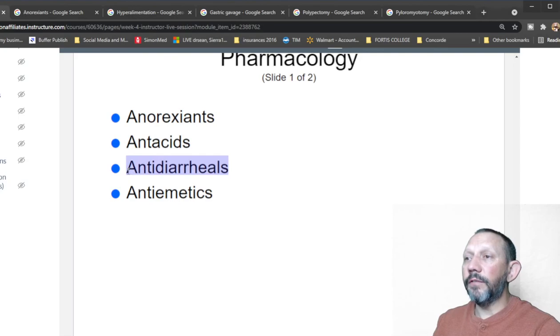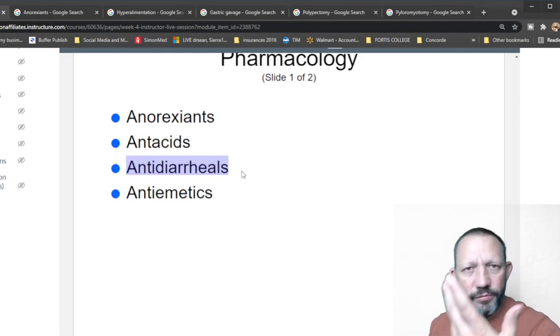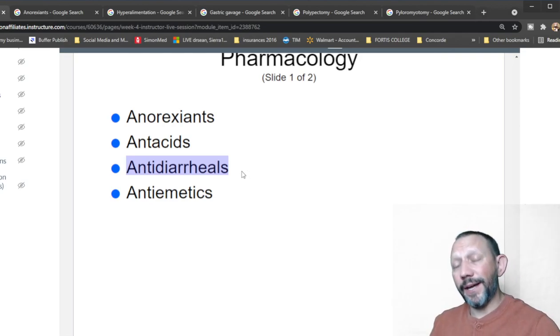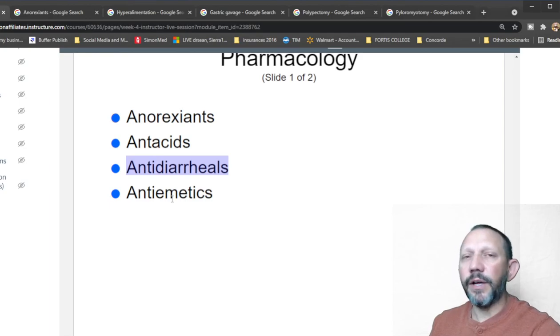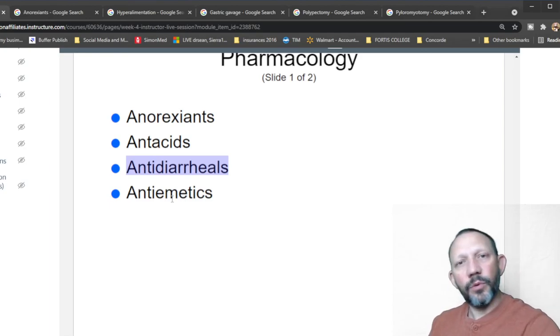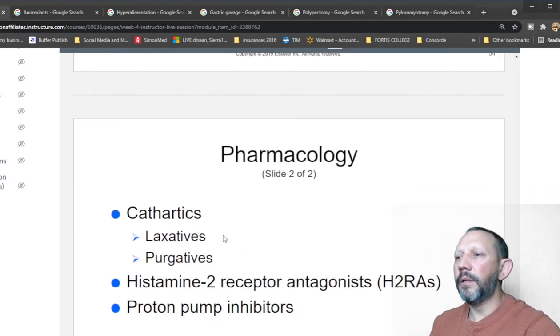Okay, anti-diarrheals keep you from pooping yourself, basically. You know, it's all fun and games until that happens. Anti-diarrheals like bismuth. Bismuth is an old kind of mud actually that would be used in different ways, different kinds of mud. Bentonite clay is one that you can use for this kind of stuff. Antiemetics keep you from throwing up.